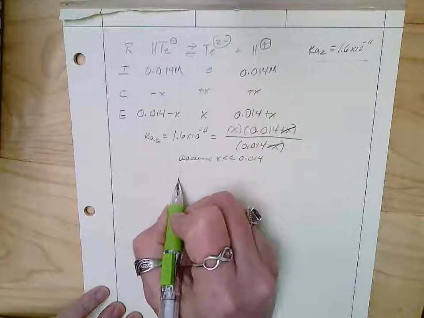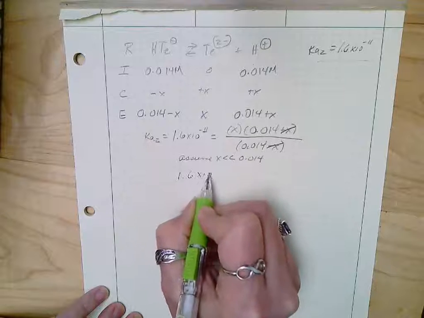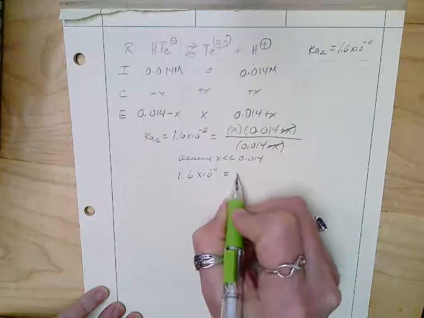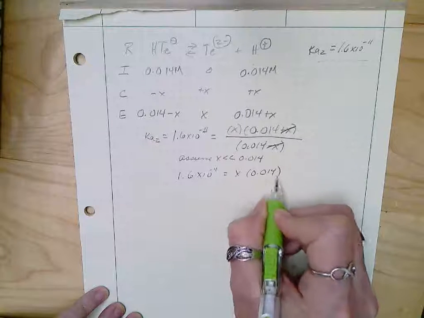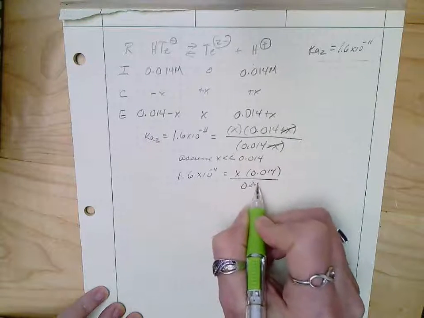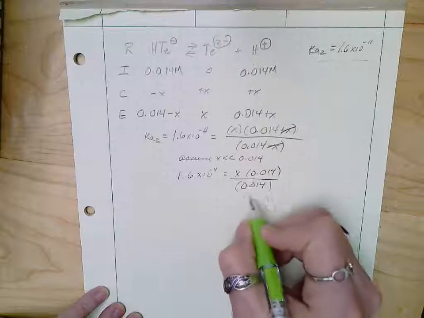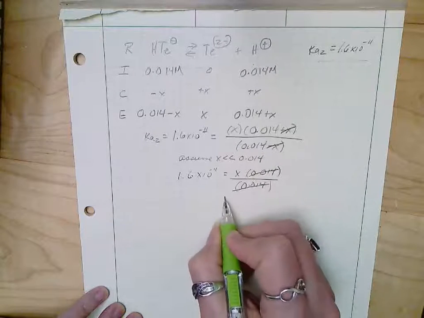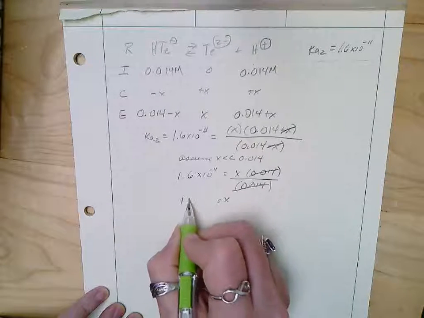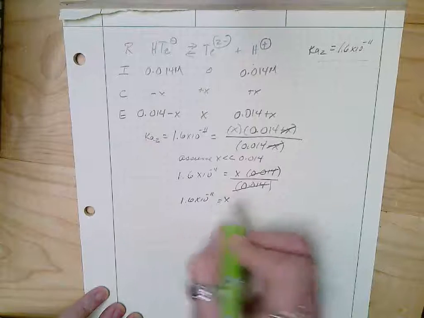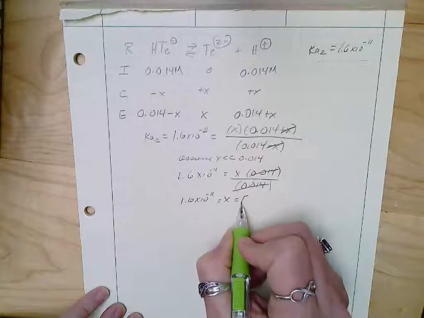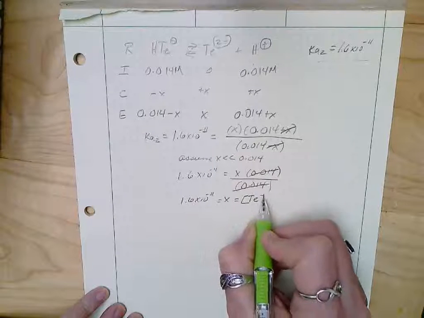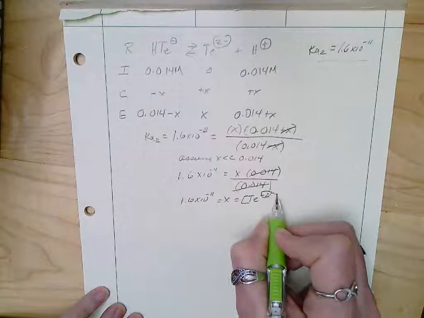And so that would give me 1.6 times 10 to the negative 11th is equal to x times 0.014 over 0.014. And so these two terms would cancel out. So x becomes 1.6 times 10 to the negative 11th. And that would be the concentration of Te minus 2.